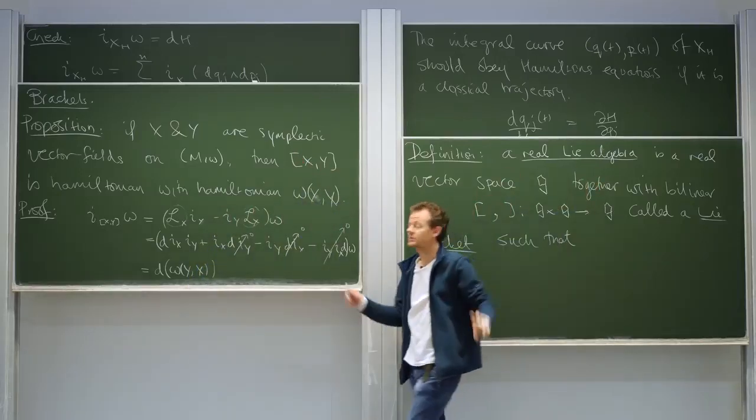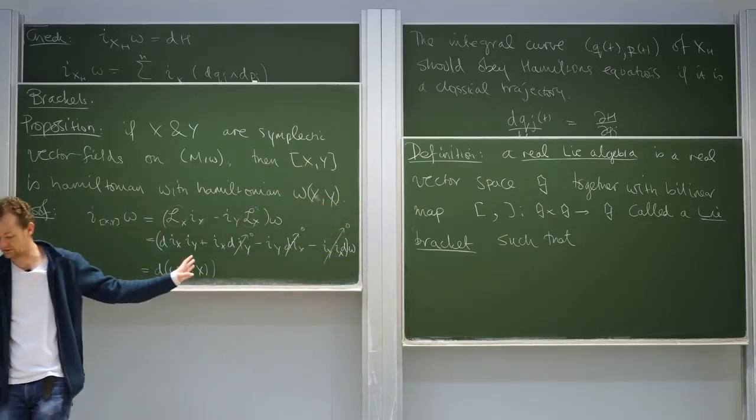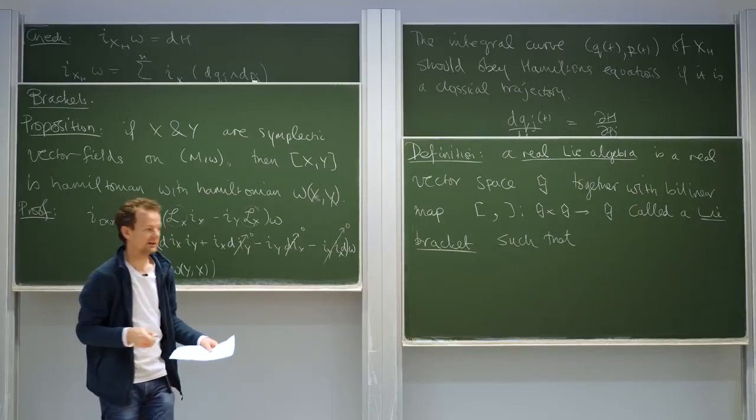And notice that the set of all symplectic vector fields with respect to this bracket operation forms this thing called a real Lie algebra. And we'll have a lot to say about these in the last part of this course.